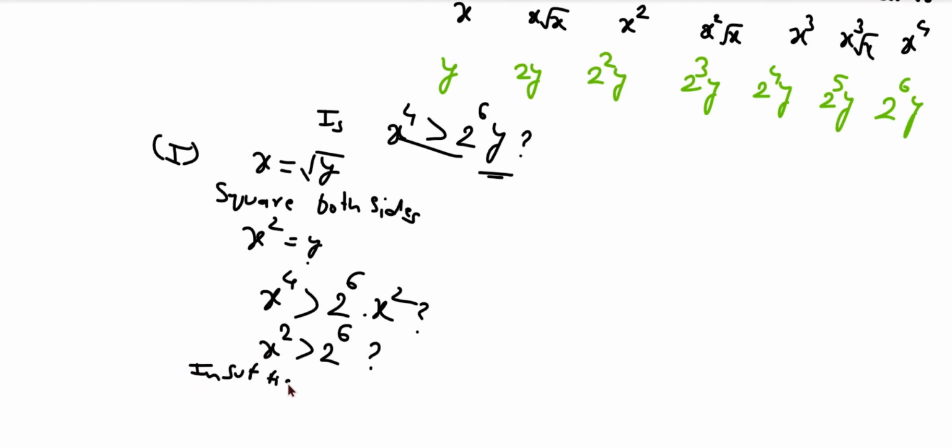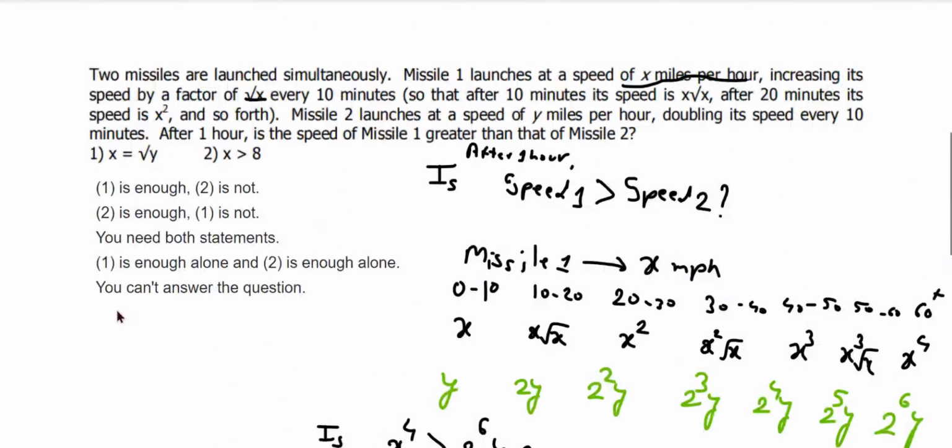So what happens when this is insufficient, guys? If your statement 1 is insufficient, clearly you get rid of this option. A goes, and D goes, because D says each one is enough alone. So now you're left with B, C, and E.